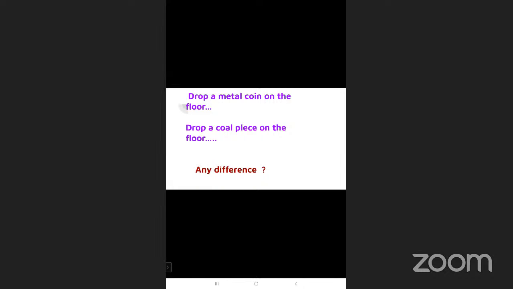Now here, drop a metal coin on the floor and also drop a coal piece on the floor. Any difference? Do we observe any difference in the sounds? Yes. When we drop a metal coin on the floor, we hear a very peculiar and prominent sound. But when we drop a coal piece on the floor, there is no peculiar or prominent sound produced by the coal piece.